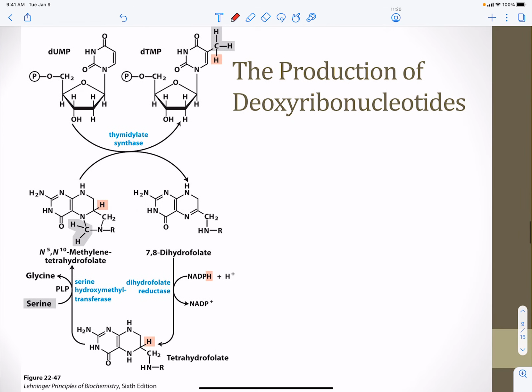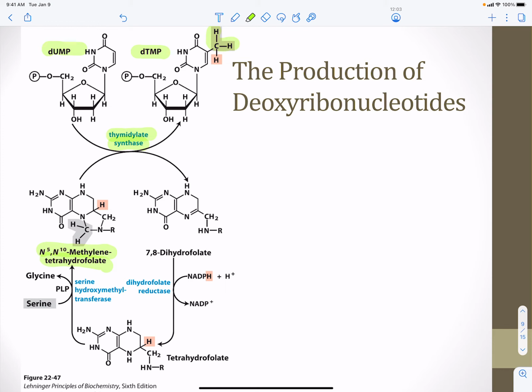All right, so let's go through this a little bit more. You have your deoxy-UMP, deoxy-TMP, and the conversion of that is going to be through a synthase, thymidylate synthase. Now, this is going to require a donation of your carbon, shown here, and this is through the N5-N10 methylene tetrahydrofolate. So your N5-N10 methylene tetrahydrofolate will donate that carbon source to go from dUMP to dTMP.